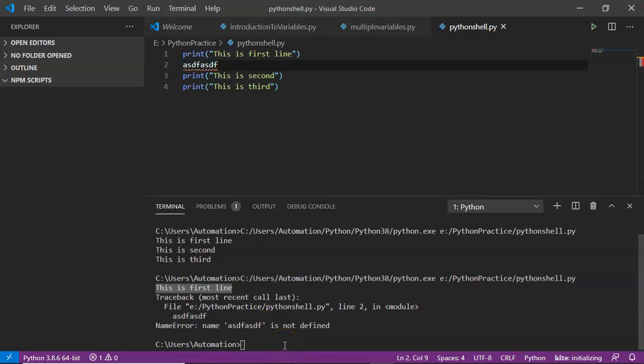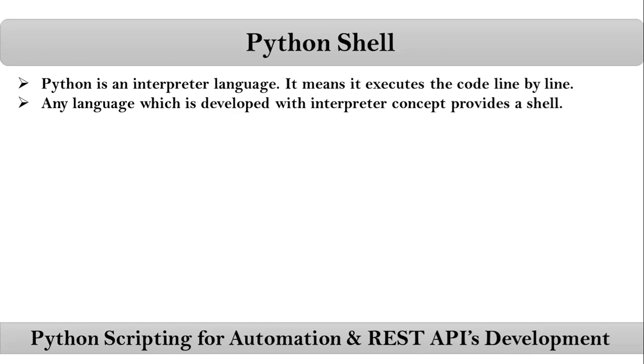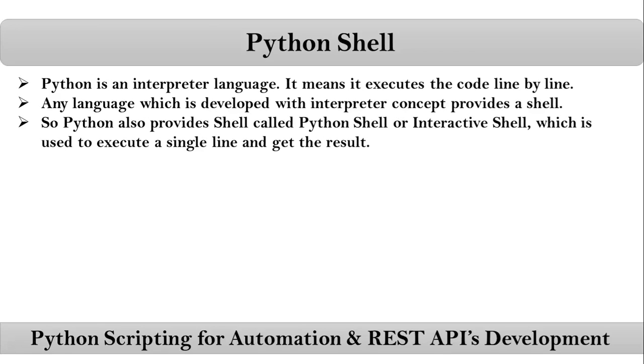That's fine. Not only Python actually, any language which is developed with the interpreter concept provides a shell. So Python also provides a shell, and that is also called the interactive shell. This shell is useful to execute your code line by line in the Python shell. First let me show you how to open that so that you can understand.